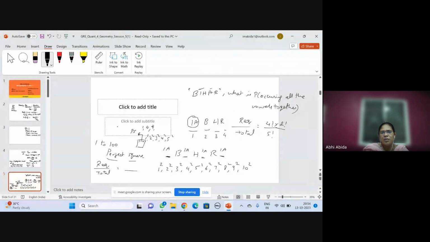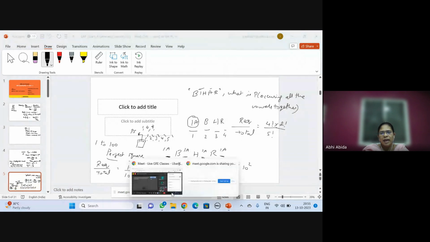Whatever slip I am taking from the box, that is a perfect square. Then how many possibilities are there? The possibilities are 10. From how many total? Total 100, because the box contains 100 chits. From 100 chits, 10 are my required outcome. So required outcome divided by total outcome will always give you the probability of an event.